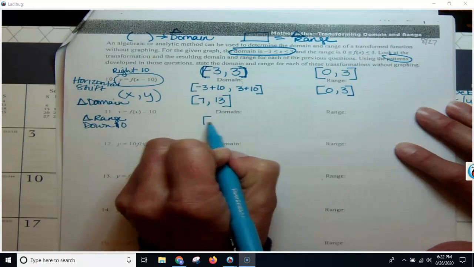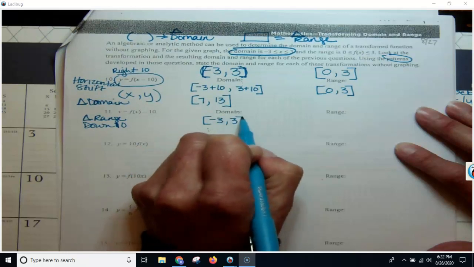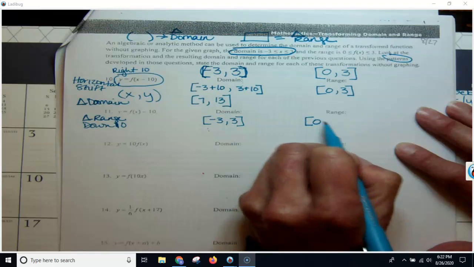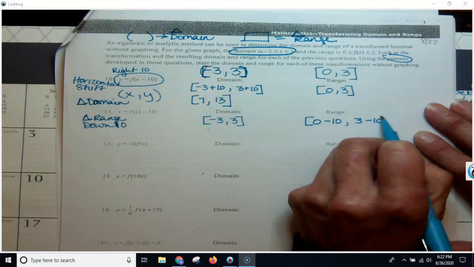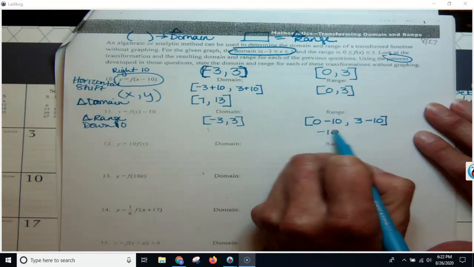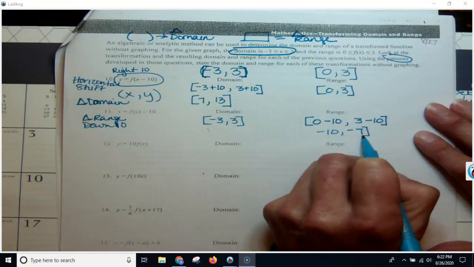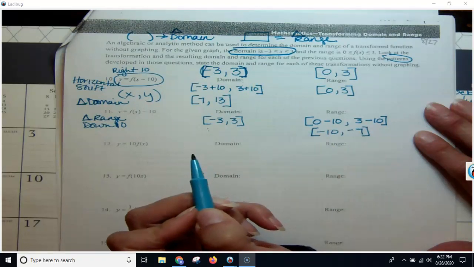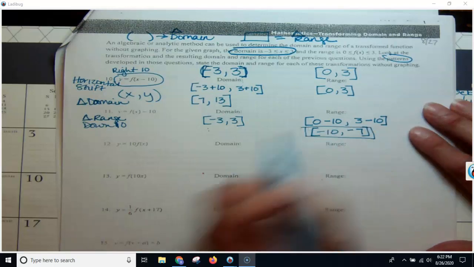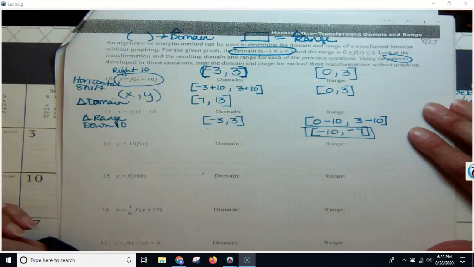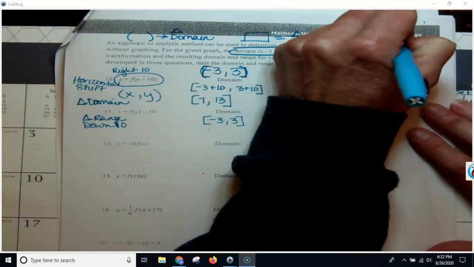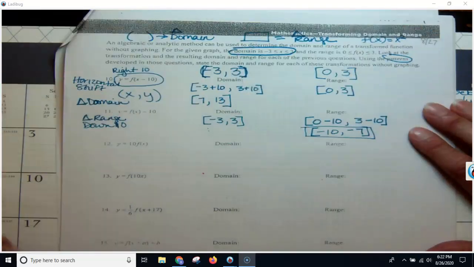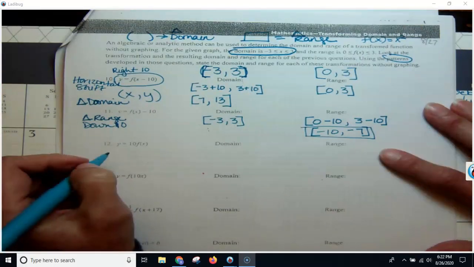So my domain doesn't change, right? I haven't done anything to my domain. However, my range has changed. So I've gone from 0, and I'm subtracting 10 from that value, and I'm subtracting 10 from the high value. So I would get -10, -7. So this would be my new range right here. Okay, and if you want to check it out, I would highly recommend you go to Desmos and plug in f of x or y equals x squared, and then change it around like this and see if it matches.